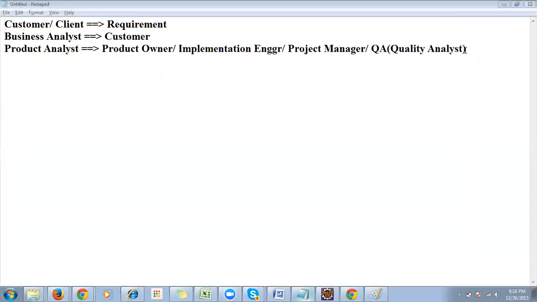QA is called a quality analyst. It's also called a software tester. It's also called a software tester also.